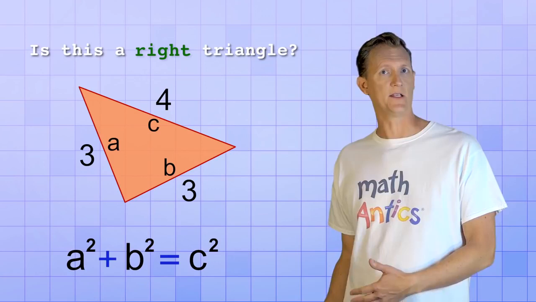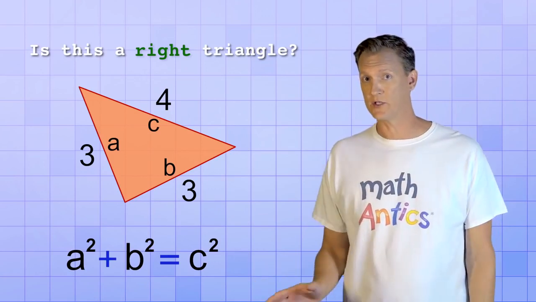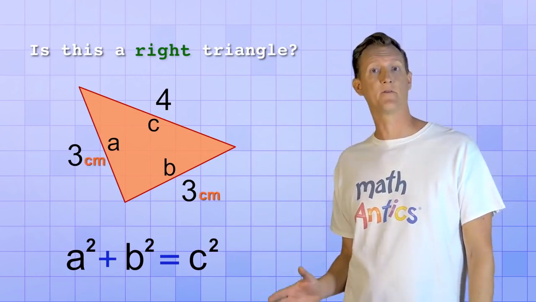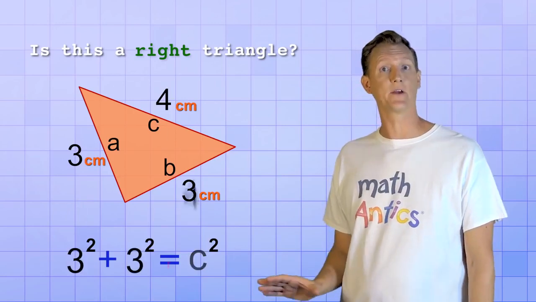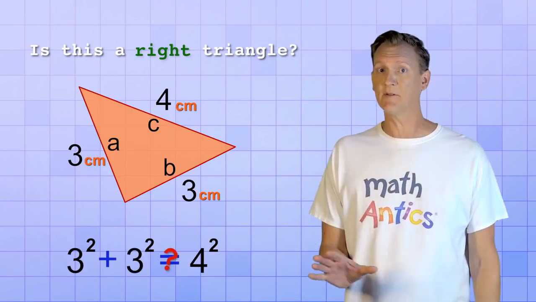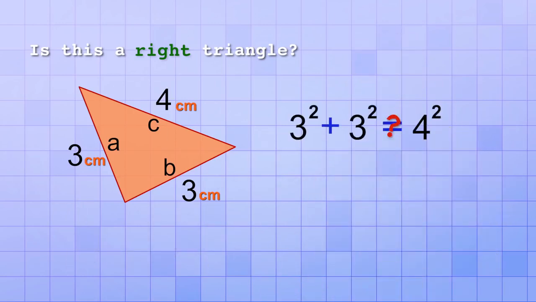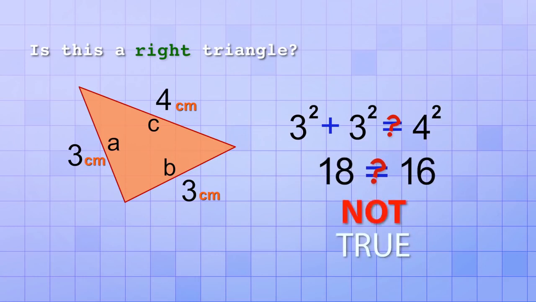In this particular case, since the two shorter sides are each 3 centimeters and the longest side is 4 centimeters, we can plug those values in for A, B, and C and simplify to see what we get. 3 squared is 9, so on this side of the equation we get 9 plus 9, which is 18. And on the other side, we have 4 squared, which is 16. Uh-oh, that doesn't look right. Our equation simplified to 18 equals 16, which is definitely not a true statement.